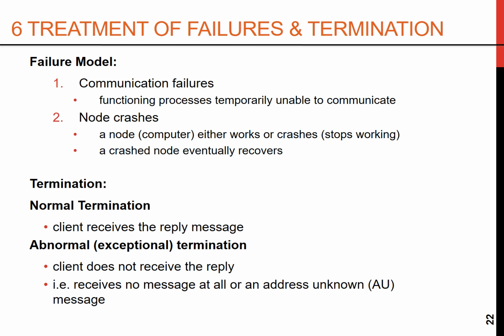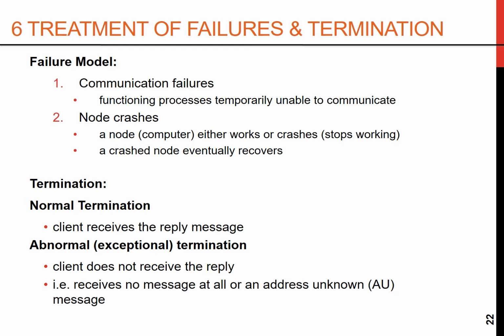A node or a computer might crash temporarily and recover, or it could fail permanently. So a system must be equipped to handle these possibilities. So generally, there are two types of termination. The first type is normal termination. Normal termination is the ideal scenario where no failures happen. The client sends a request, the client receives a reply, and the interaction concludes smoothly.